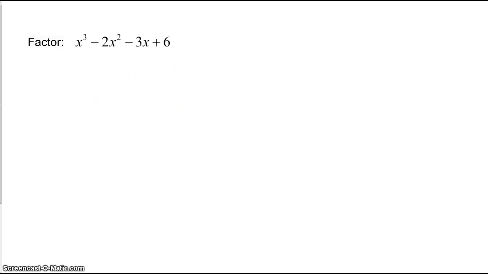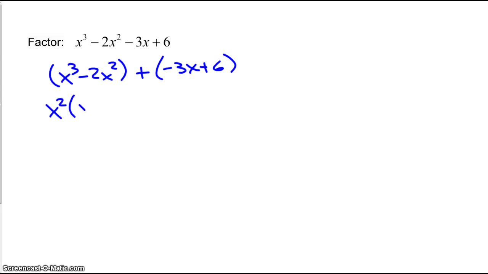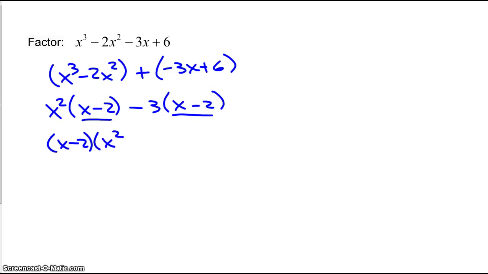Okay, one more example. X cubed minus 2x squared. We'll group that and we'll do this. Let's factor on the left an x squared out. And on the right, we'll take a negative 3 out. If I take a negative 3 out, that's got to become a negative 3. So negative 3 times negative 2 gives me the positive 6. Those do match, so I can factor that out, leaving x squared minus 3. All right, there's the answer.